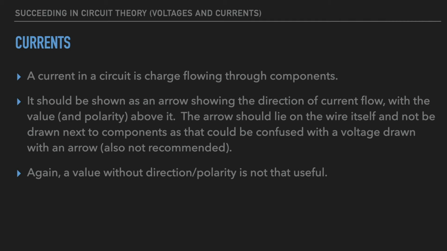Current in a circuit is merely a charge that's flowing through the components. It should be shown as an arrow flowing through the component with the value of the current above it. Here on the bottom of the screen, you can see two examples which are identical. We have the current I1, positive I1, going from left to right through the resistor, and we have the current negative I1 going from right to left. That's basically just two ways of drawing exactly the same thing.